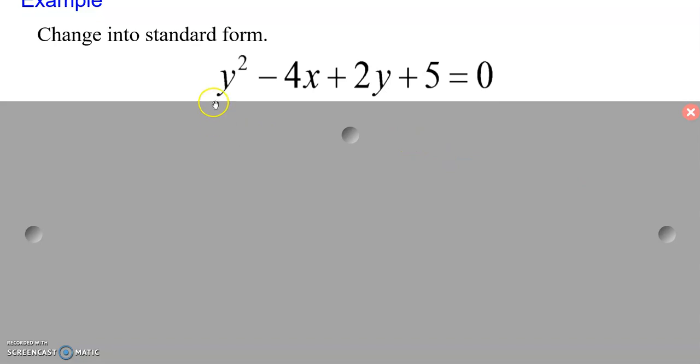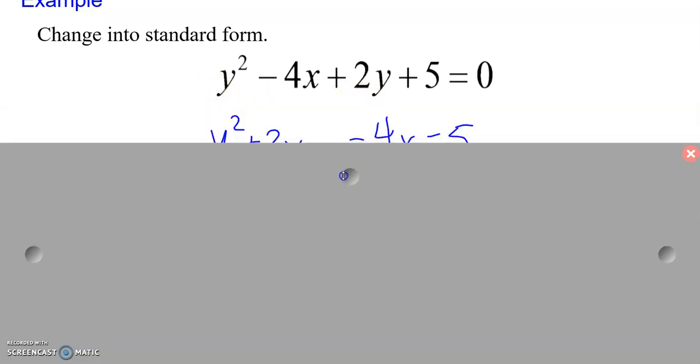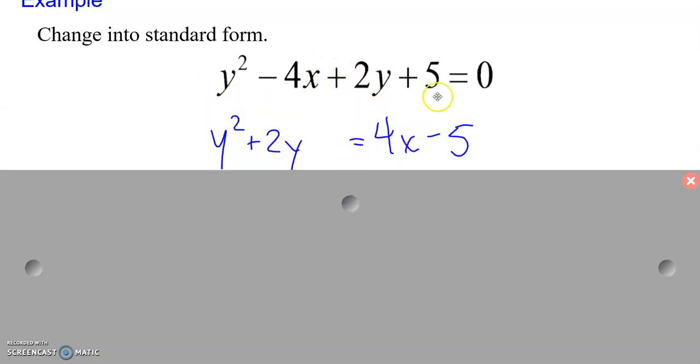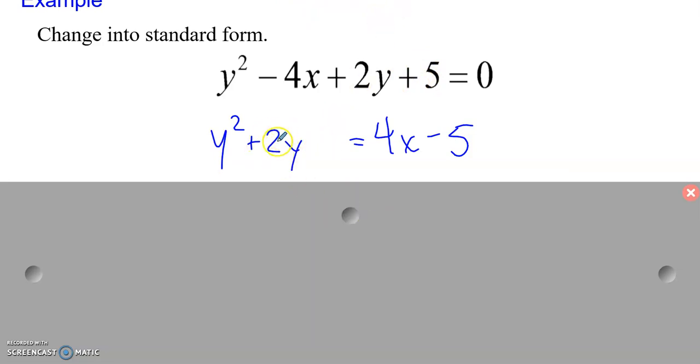So what I'm going to do is group my y terms together on the left side of the equation, and move all the other stuff, the x and the constant, the plus 5, over to the right. And then half of 2 is 1, 1 squared is 1, so I add 1 to that side, and then I also add 1 to this side to keep it balanced.